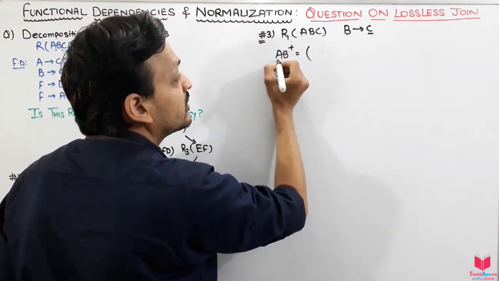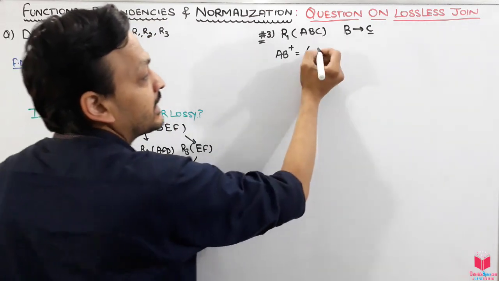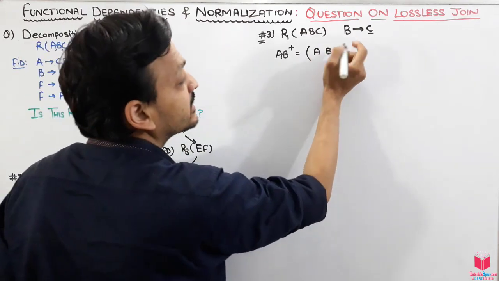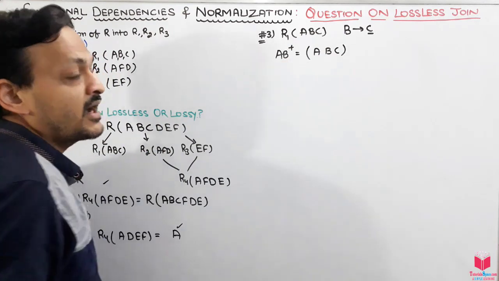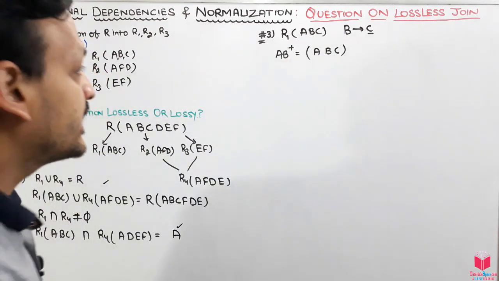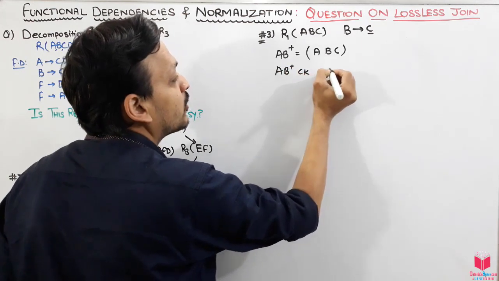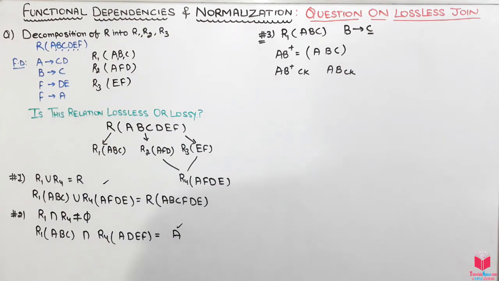So let's see how. From AB closure, at least I will get AB, and from B I will get C. So here are all the attributes contained in R1. So we will say that AB plus is a super key, or AB is a super key. In any manner you can say that. Okay, AB is a super key.